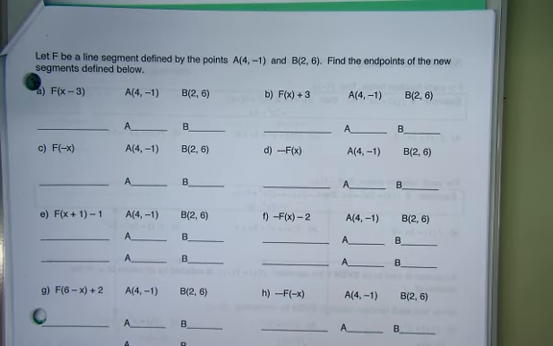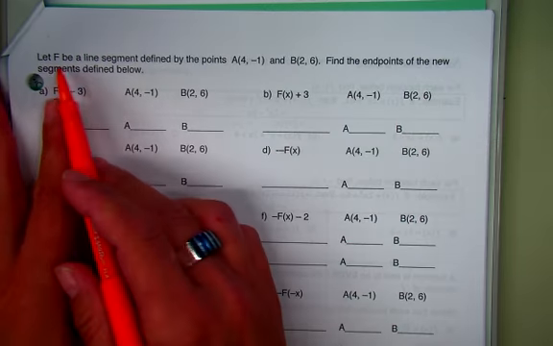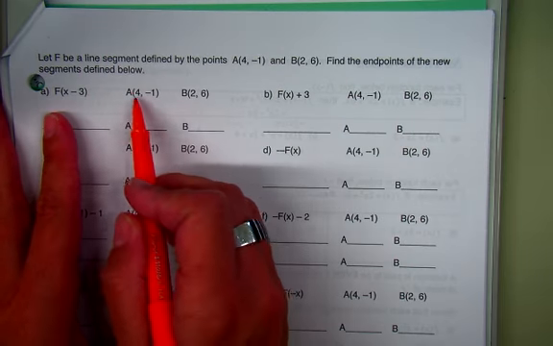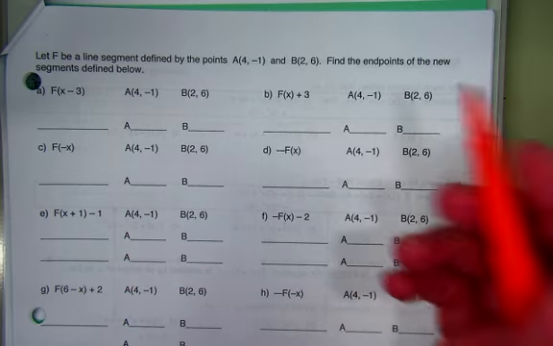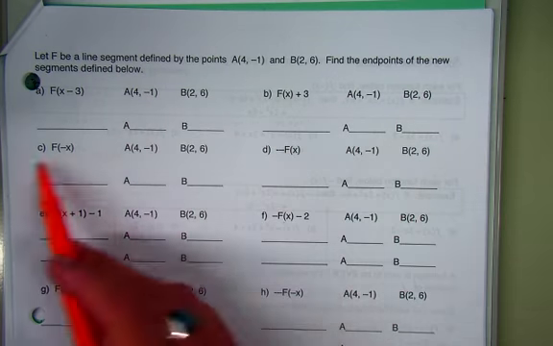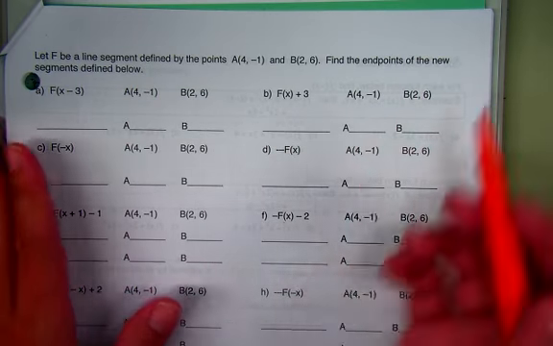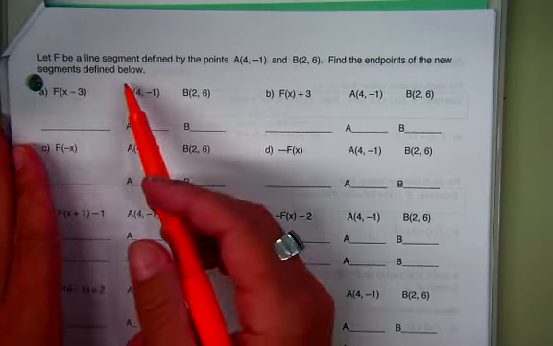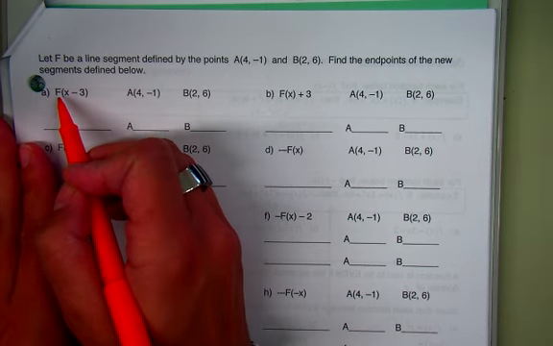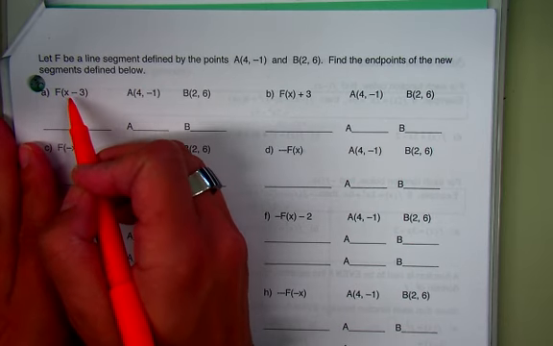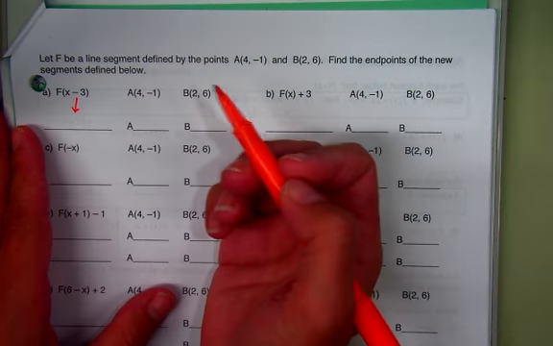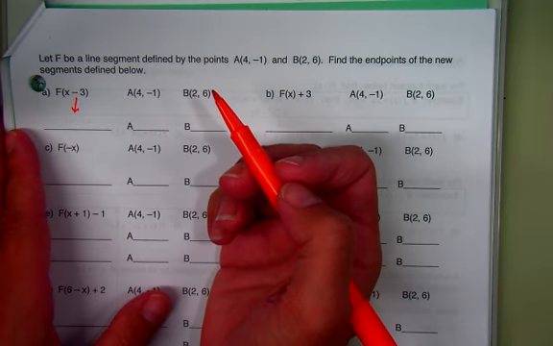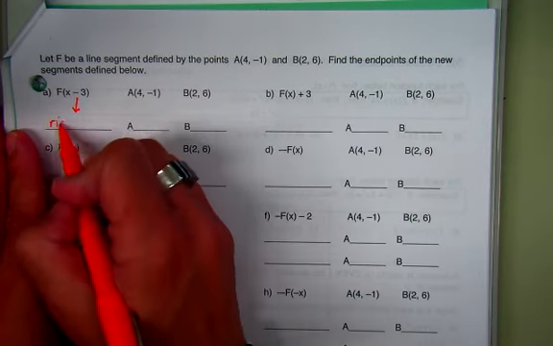All right? So let's talk about now segments, though, and how this would move a segment. Okay. So F is a line segment defined by these points. So 4, -1, and 2, 6. Okay? And these are all different problems. A, B, C, D, and so on. So what they want us to do is find the endpoints of the new segments. So if I take that function and I take x minus 3, how is that changing it? It's going to the right 3.